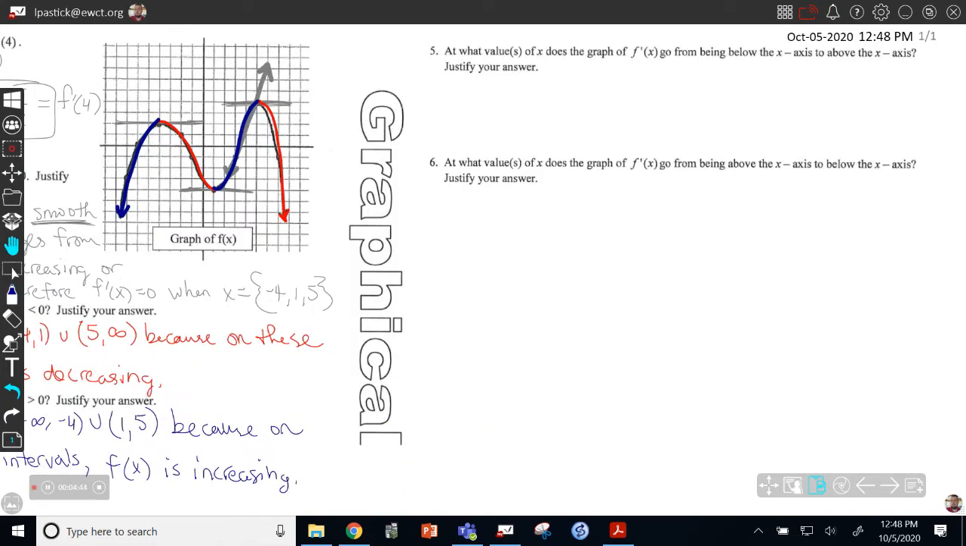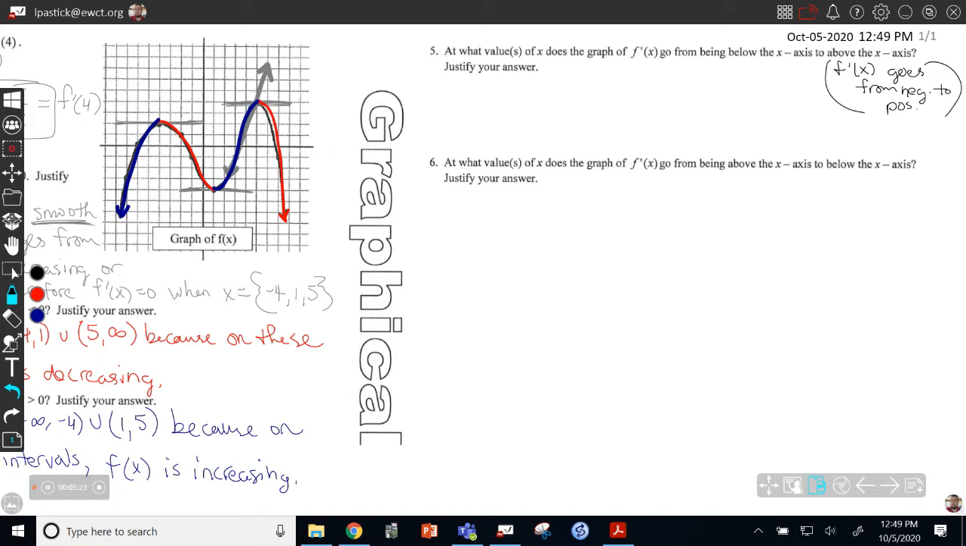At what values of x does the graph f prime of x go from being below the x-axis to above the x-axis? Below the x-axis would mean that the derivative is negative, and above the x-axis would mean where the derivative is positive. So where does the derivative go from negative to positive? That's what I want to take a little note on. So I've written a little note for myself. The f prime of x goes from negative to positive whenever the original function goes from decreasing to increasing.